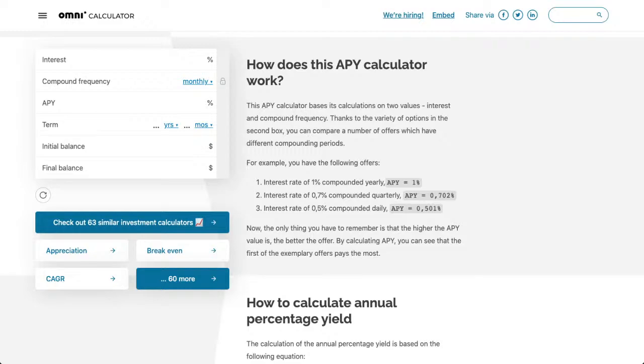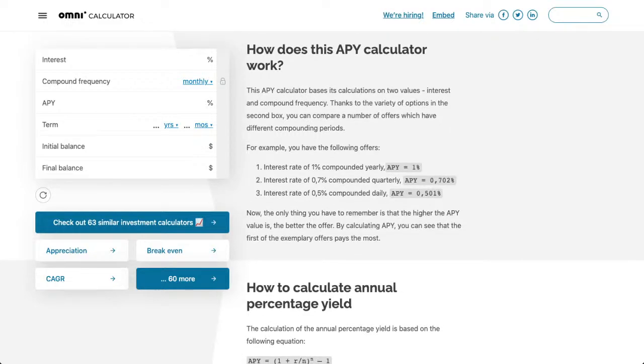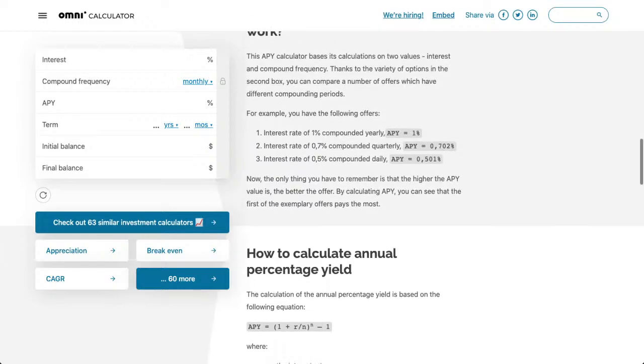Thanks to a variety of options in the second box, which is this compound frequency one here, you can compare a number of offers which have different compounding periods. So, for example, you have the following offers: interest rate of 1% compounded yearly. That will give you an APY of 1%, so that's pretty easy. Interest rate of 0.7% compounded quarterly will give you a rate of 0.702%. An interest rate of 0.5% compounded daily would give you 0.501%. So that's where the compound power comes in, in those examples.